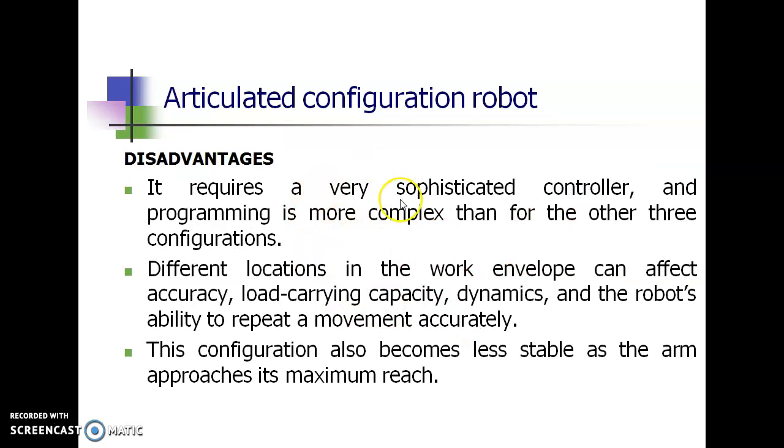So the disadvantages: the controller. We are talking about the controller. The Cartesian is a very simple one, then the sophistication increases in cylindrical, further sophistication increases in polar coordinate system. So the most sophisticated controller is required for the articulated configuration robot, and programming is more complex.